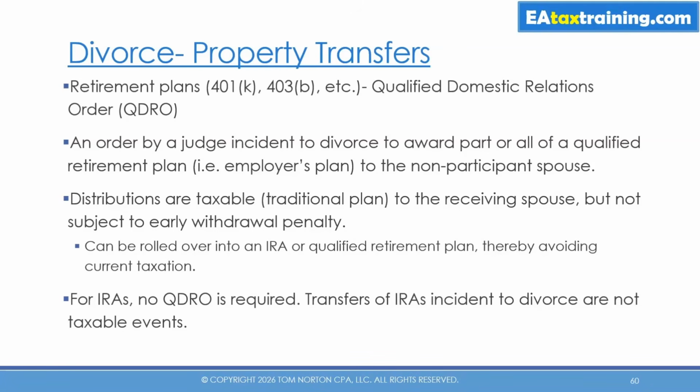The distribution to that non-participant spouse will be taxable if it was a taxable account, but they don't have to worry about the 10% penalty for early withdrawal, and they can make it non-taxable if they just roll it into an IRA or into another qualified retirement plan. So if they just take the money, they're going to have to pay tax on that money if it's a traditional account. But if they roll it over into another retirement account, then they do not have to pay any tax or penalty on that. For an IRA, as opposed to an employer plan, no QDRO is required. And remember, all transfers of IRAs incident to divorce are not taxable events.